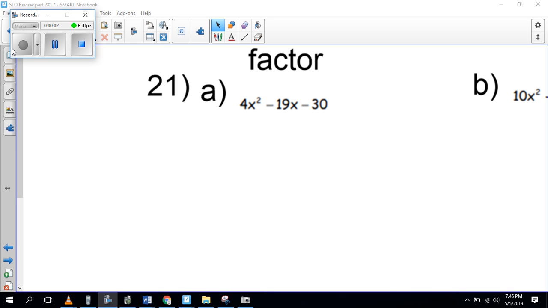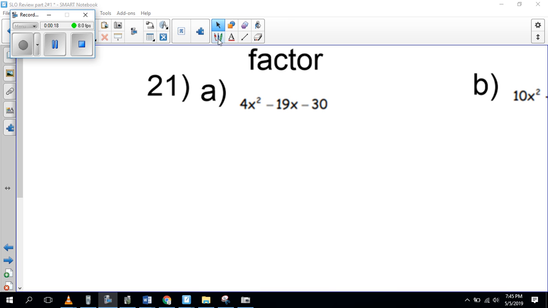Okay, so this is number 21. So it told us to factor. And guys, we got to be careful when it tells us to factor and when it tells us to solve. When it tells us to solve, we're not done when we get finished factoring. We got to set it equal to 0. But if it says factor, that's all we do is factor.